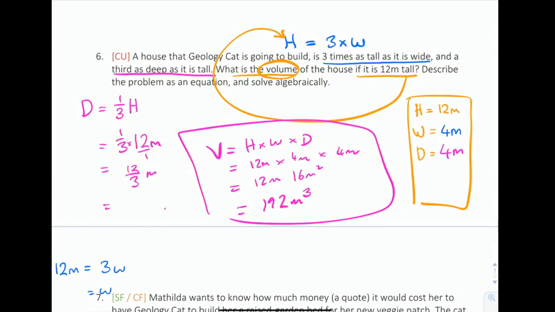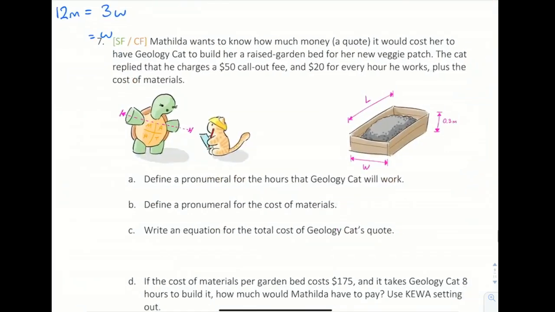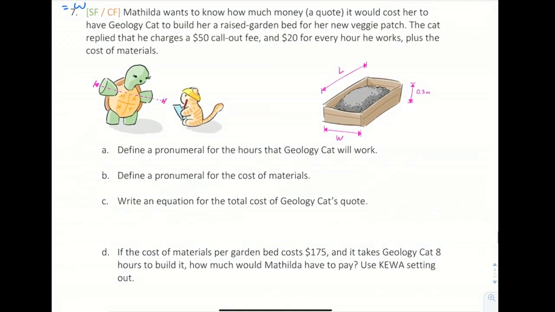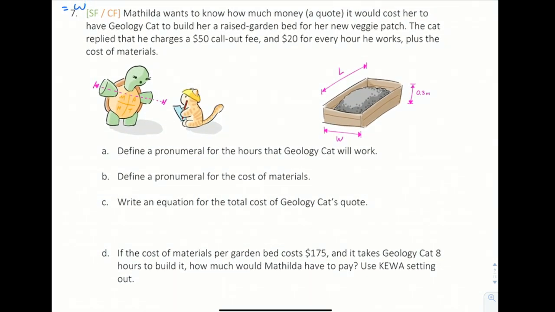Okay, so I hope that answers your question there, Rolling Stones. B asks, can you also do question 7? Mathilda wants to know how much money, I quote, it would cost her to have Georgie Cat build her a raised garden bed for her new veggie patch. The cat replied he charges a $50 call-out fee and $20 for every hour he works, plus the cost of materials.